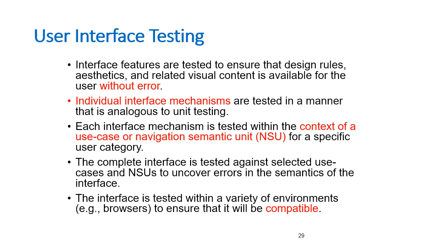In user interface testing, the interface features are tested to ensure that the design rules, aesthetics, and related visual content are available without error. Then the individual interface mechanisms are tested in a manner that is analogous, or quite similar, to unit testing. Each interface mechanism is tested within the context of the use cases and the navigation semantics unique to a specific user category.